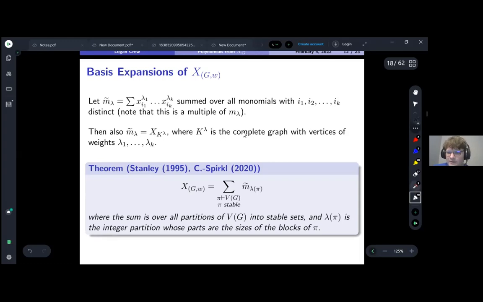And this lambda of pi here being the integer partition whose parts are the weights, in our case, of the blocks of pi. Well, that's just coming from when we have an x1 to the 5th, we have total weight 5 of the things that get color 1, and that must be a stable set of weight 5. So this is pretty easy to see.